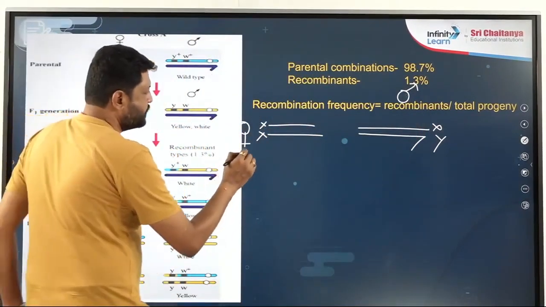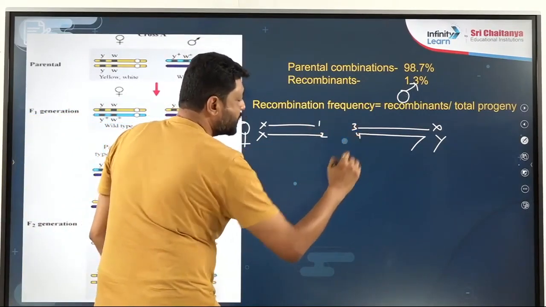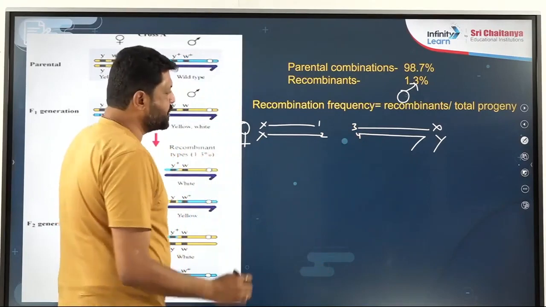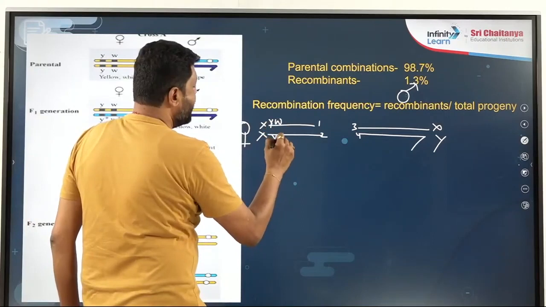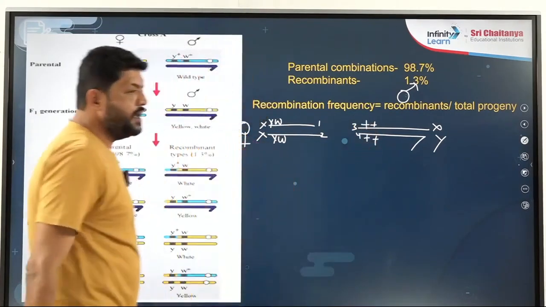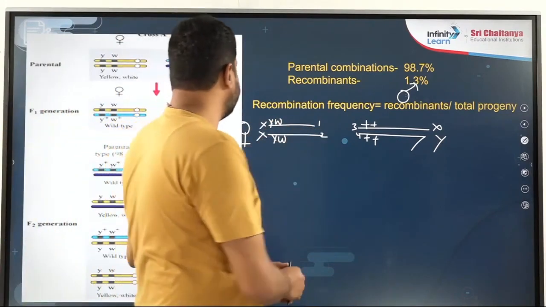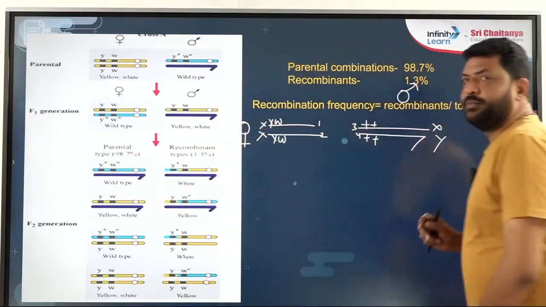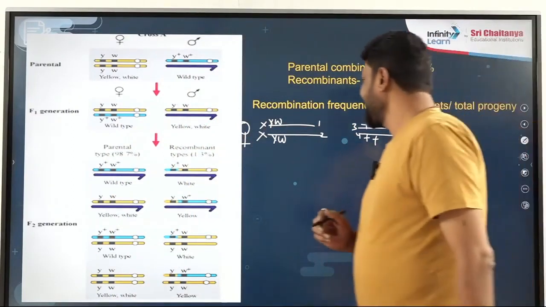F1 generation. I will give numbering for the chromosomes, 1, 2, 3, 4, so it will be easy for you to understand. So what are the genes located? Y W, Y W, plus, plus, plus, plus. In linkage and recombination language, instead of capital Y and capital W, we will put a plus. A plus is a symbol that indicates the dominant character.